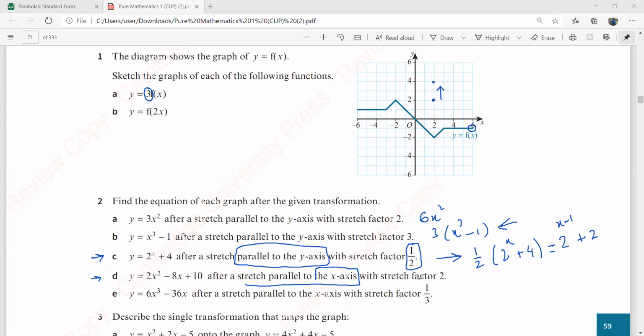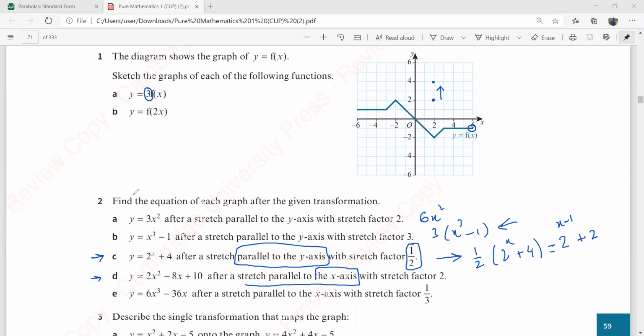Samin. Yes, sir, I don't understand. Okay. Roshna, can you tell us the equation for the D part, beta? Sir, if it's parallel to the x-axis, it means it will be a horizontal stretch, so 2x squared minus 4x plus 10.